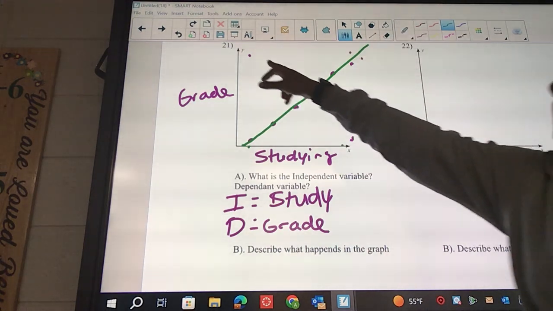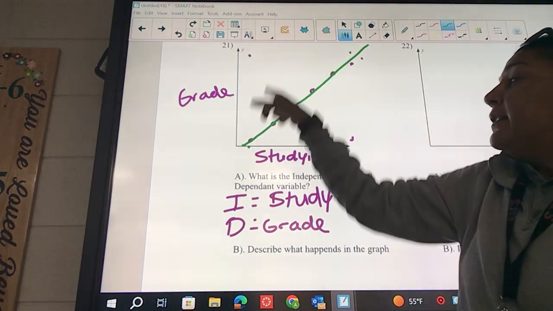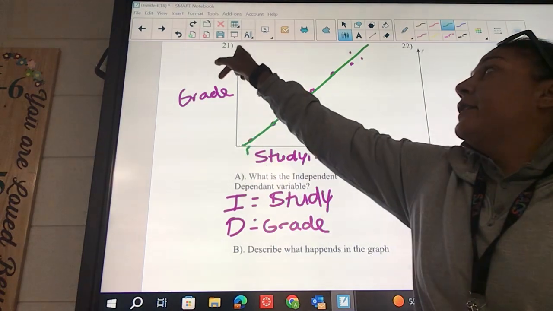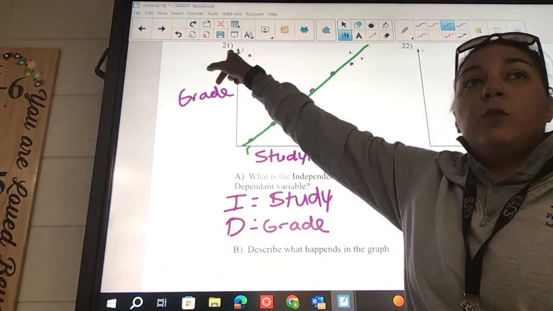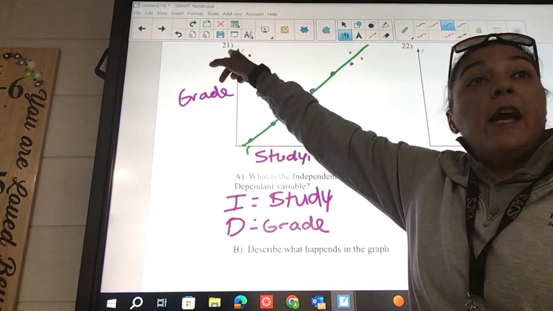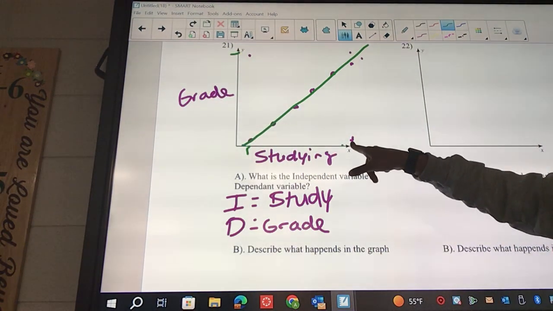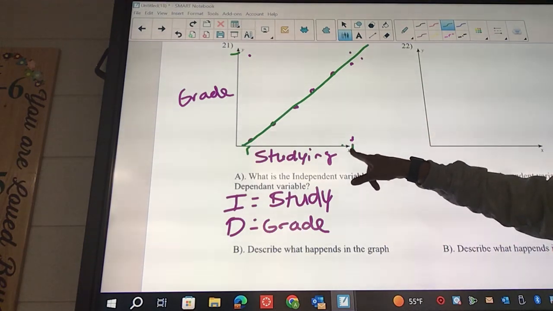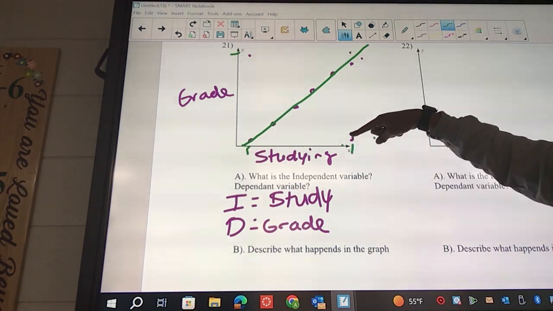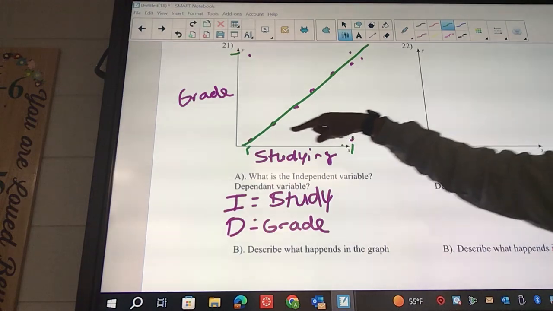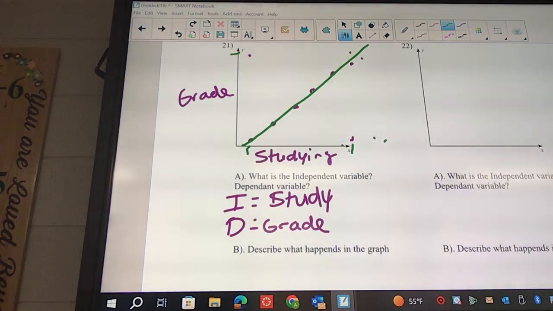Now, see this dot right here? That's somebody who barely studied but still got a very high grade. Is that true? It can happen, right? Some people don't need to study. Here, this guy, he studied a little or a lot? A lot. Did he get a very high grade or a very low grade? A very low grade, which does happen in school, right? So some people don't need to study, some people do got to study.